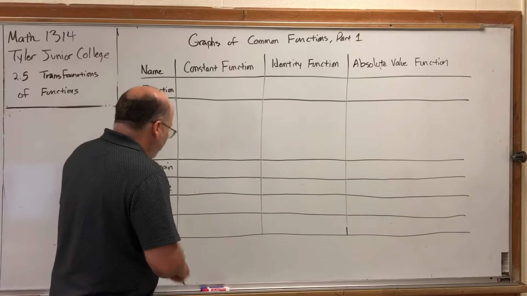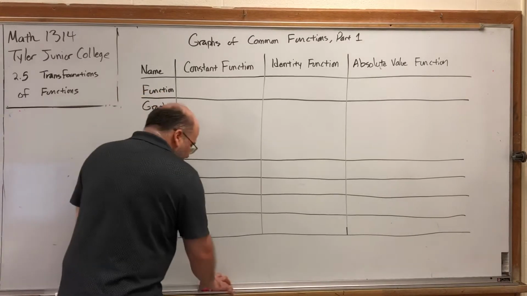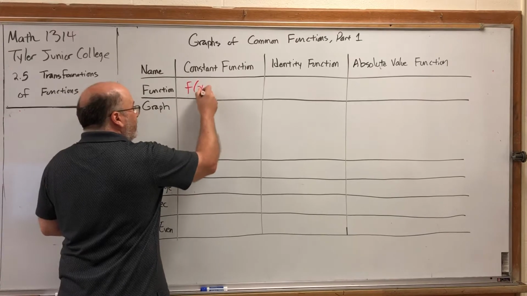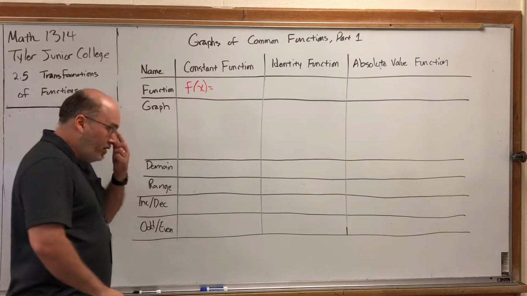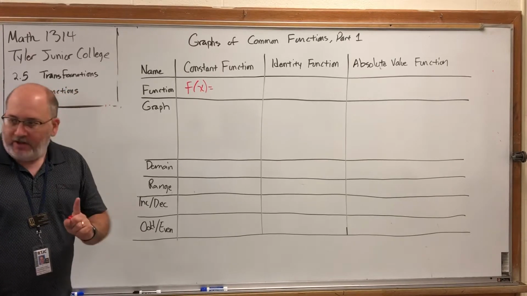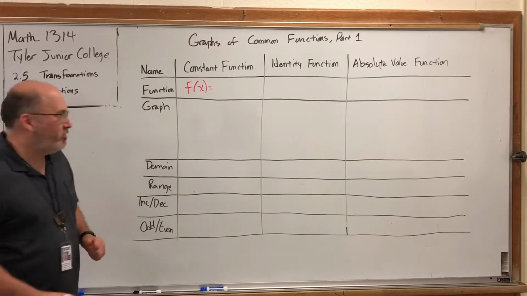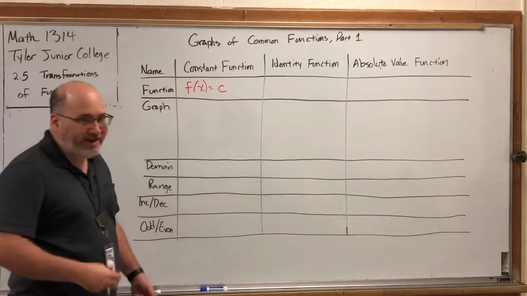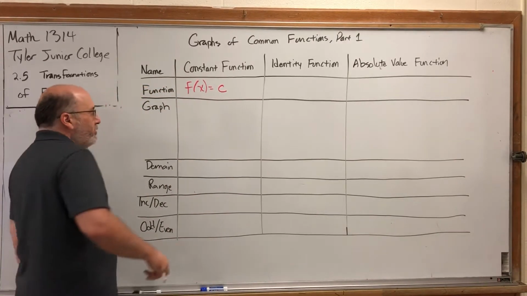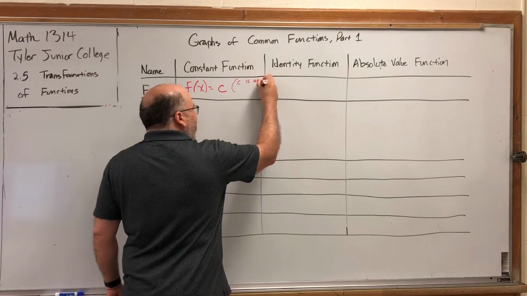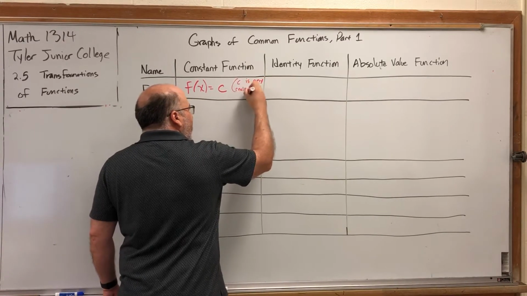Our first function is called a constant function. A constant function is a function that says, give me any input, so we'll say f of x equals, but the output will always be a single number. Now, typically this single number is called c, but the variable that you use to represent a constant is irrelevant. So all we're saying is that c is any real number.